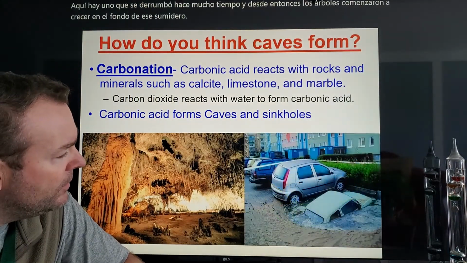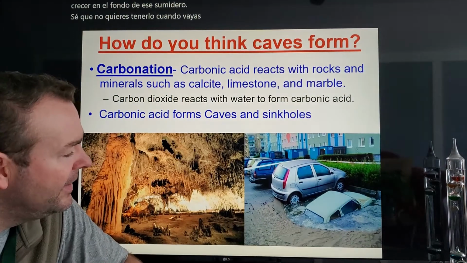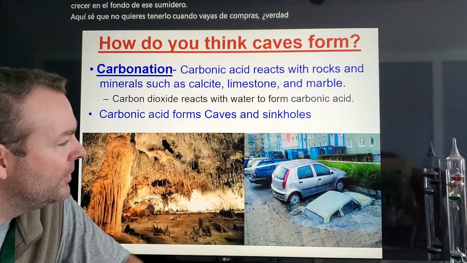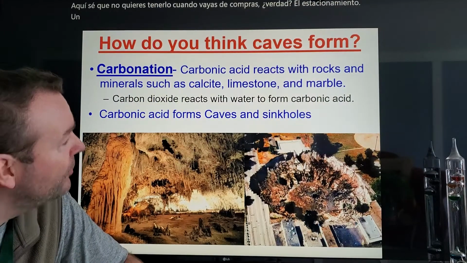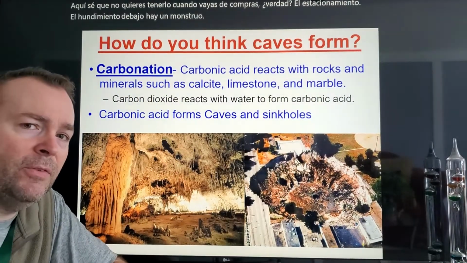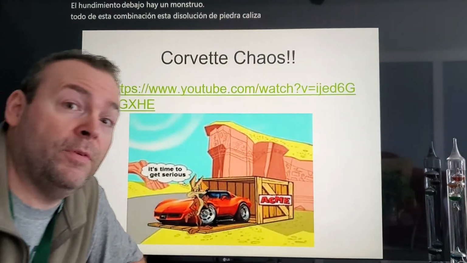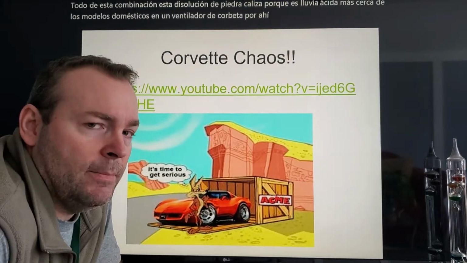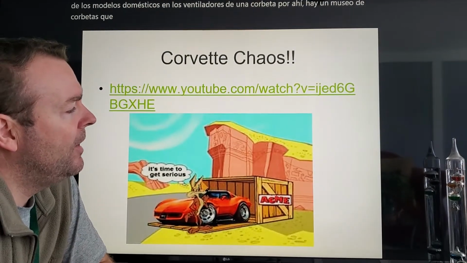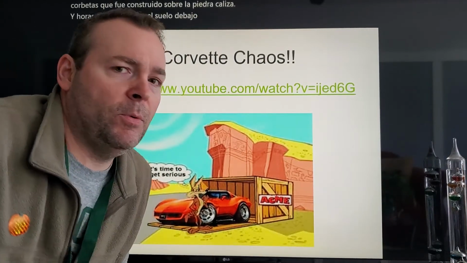Here's what you don't want to happen to you when you go shopping, right? The parking lot collapsed from a sinkhole underneath. There's a monster one. All from this carbonation, this dissolving of limestone because of acid rain. Closer to home, I don't know if there's any Corvette fans out there. There's a Corvette Museum that was built on top of limestone. And over time, again, the ground underneath it dissolved. Well, quick little clip of what happened. Check it out.